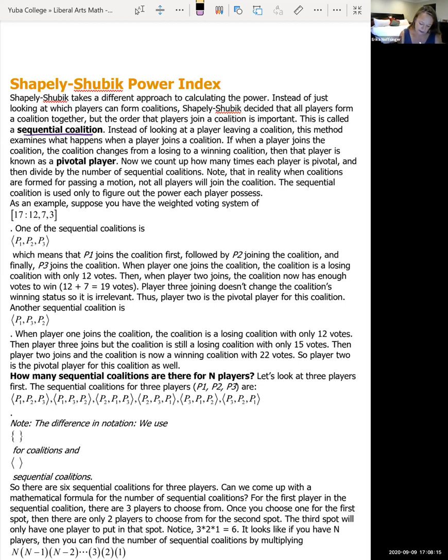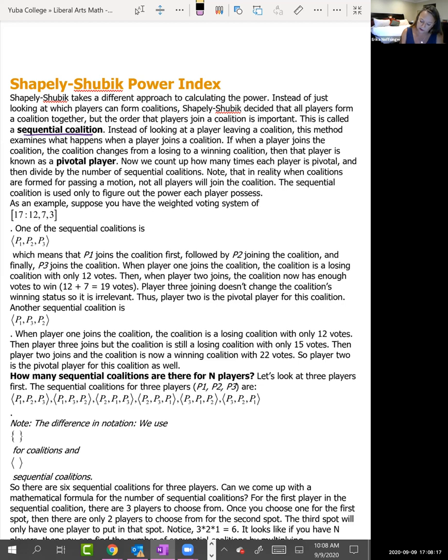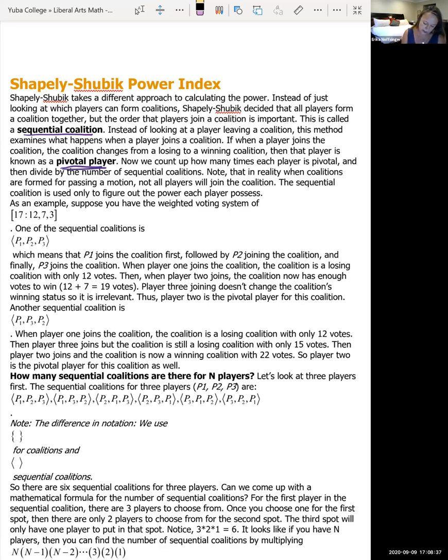Let me go back to where this was. Instead of looking at a player leaving a coalition, like the Banzhaf method, this method examines what happens when a player joins a coalition. When a player joins and the coalition changes from a losing to a winning coalition, that player is known as a pivotal player. They're the one that changes the coalition from losing to winning by coming in. And order matters for Shapley-Shubik.